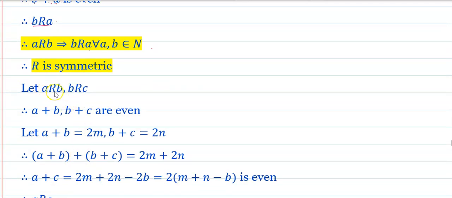Now again, A R B and B R C. A R B means what? A plus B is even. B R C means what? B plus C is even. A plus B is even means what?